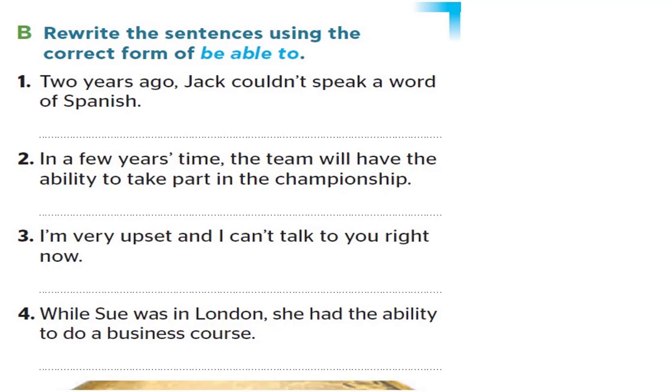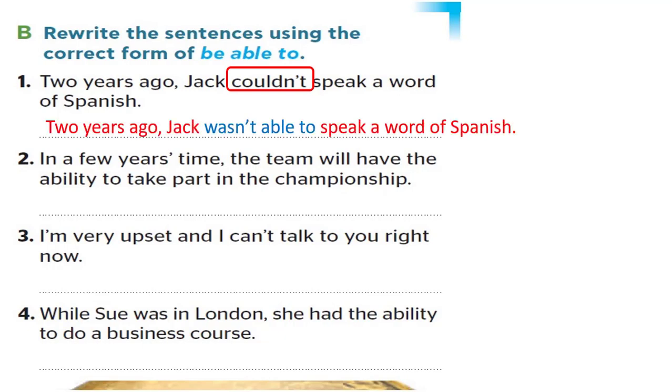2 years ago, Jack couldn't speak a word of Spanish. Pay attention to couldn't. Now we need to replace couldn't with the correct form of be able to. Couldn't expresses past, so we will use wasn't or weren't. 2 years ago, Jack wasn't able to speak a word of Spanish.